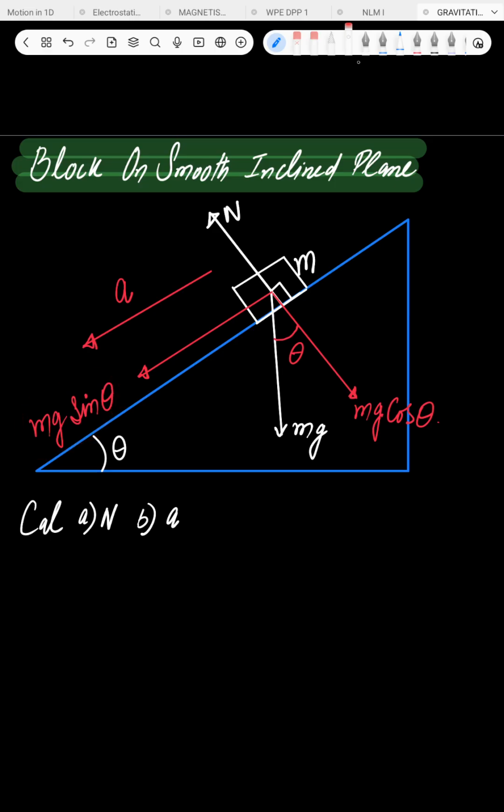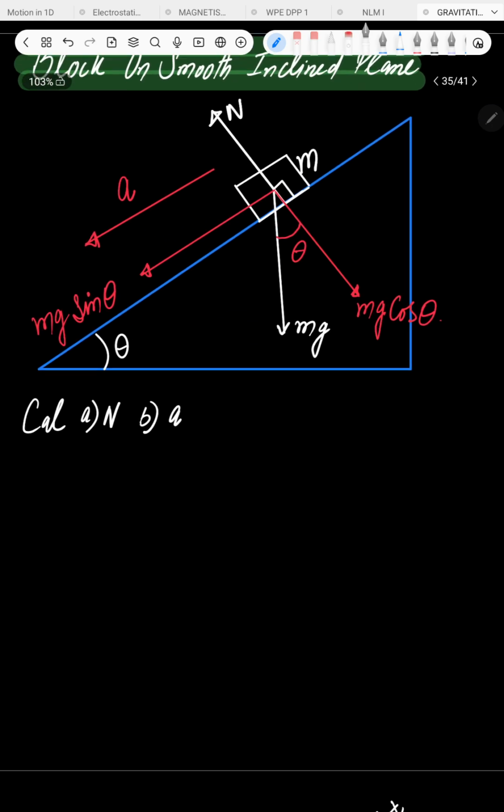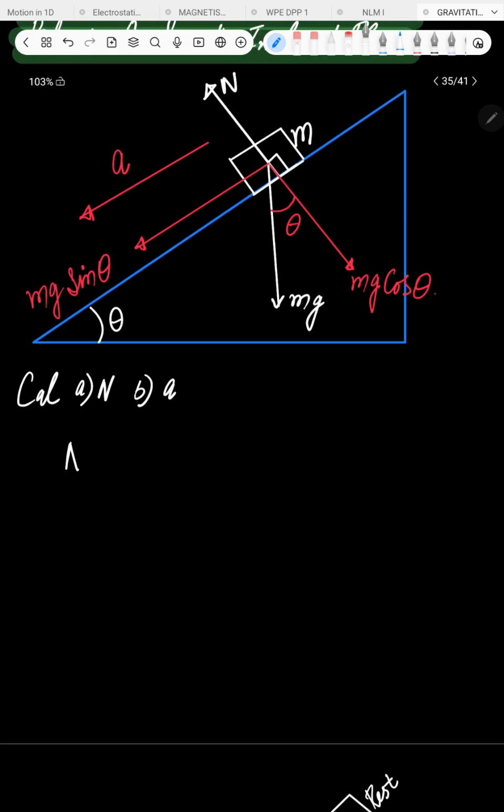Okay, so next what I'm going to do is write down what the normal reaction is. The normal reaction is obviously equal to what? It is equal to mg cos theta. Okay, and we are done with this part a. And part b is that we will have to calculate the acceleration.